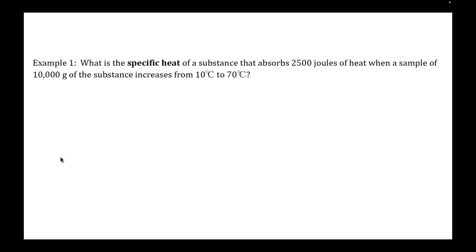This is our first example. What is the specific heat of a substance that absorbs 2,500 joules of heat when a sample of 10,000 grams of the substance increases from 10 degrees Celsius to 70 degrees Celsius? Our C is what we're trying to find. Our heat is going to be a positive heat because it is absorbed. Our mass is that, our initial temperature and final temperature.